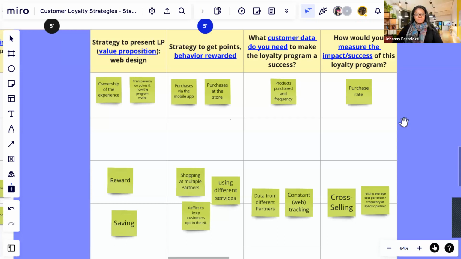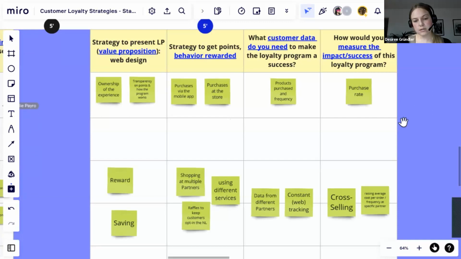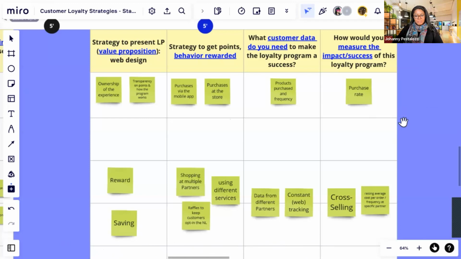And also the customer data that you need is constant tracking, also when they use the app or online, so web tracking: which different partner websites they went to, what they are interested in, and of course what they are buying. The service should be very easy, so that they're using it for every purchase and not once in a while. Okay, perfect. Very interesting.